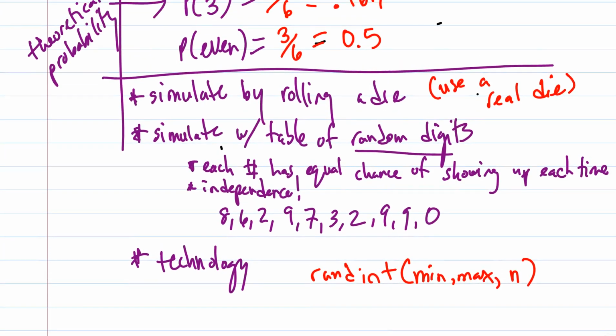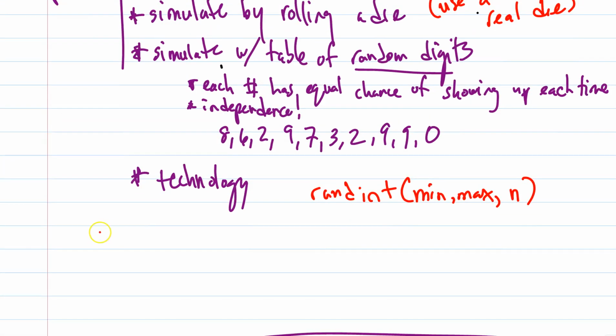Actually, I'll start with the dice up here, okay? So let's do the probability of getting a 3. Now we know in theory it should be 1 out of 6, but here are 10 numbers. What numbers can I use to represent rolling a die?